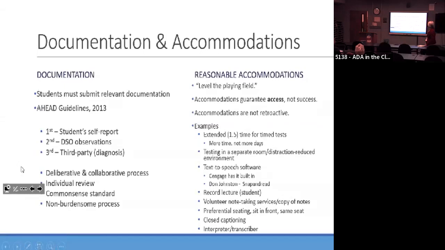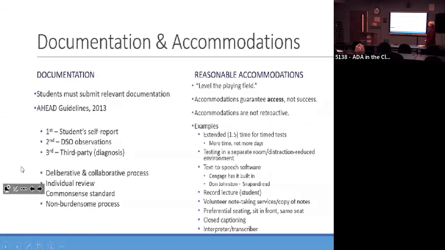Here are some examples of common accommodations, things I'm sure you have seen. Extended time for tests. I just recently added the word timed because I was getting some questions. Students thought that if you give them a week to complete a test, they get a week and a half. That's not what it means, and a couple of faculty members have asked me that too. It's more time. So if you say you have an hour for this test, the student gets an hour and a half, not more days, if that makes sense.